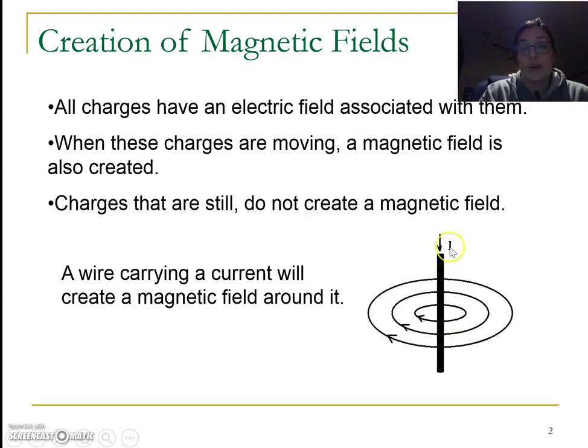So in the picture here, we've got a little wire, and we can see that the current, or the I, is going down, and then around the outside it's going to be creating a magnetic field because we have moving charges going through the wire, and they're all going to be creating a magnetic field.